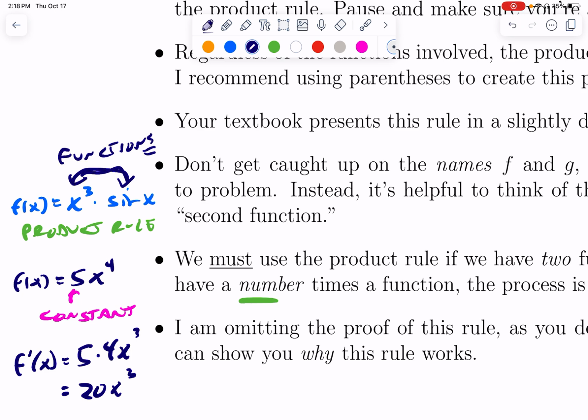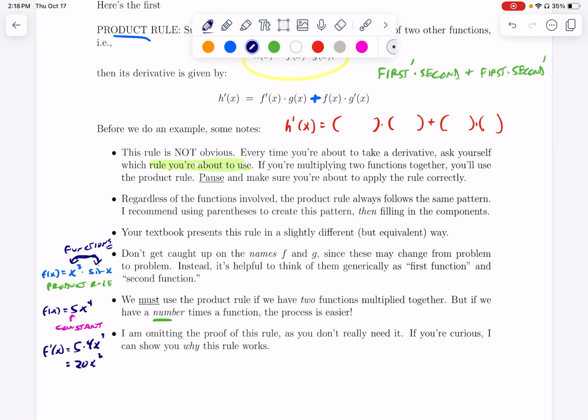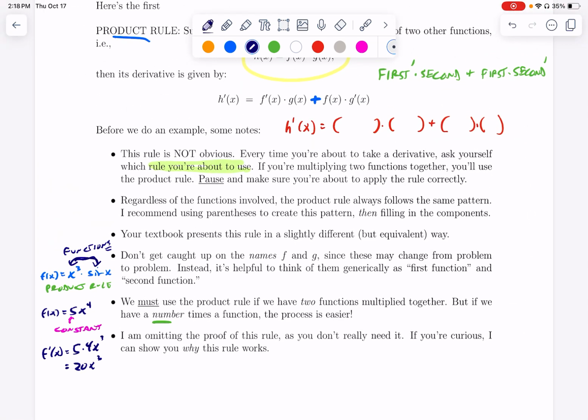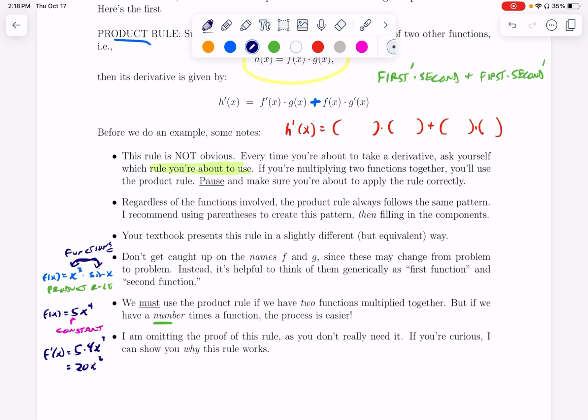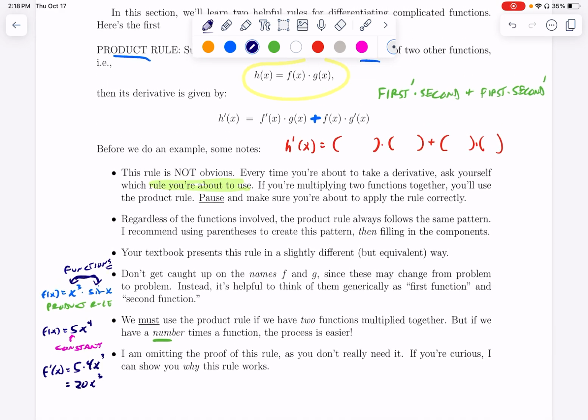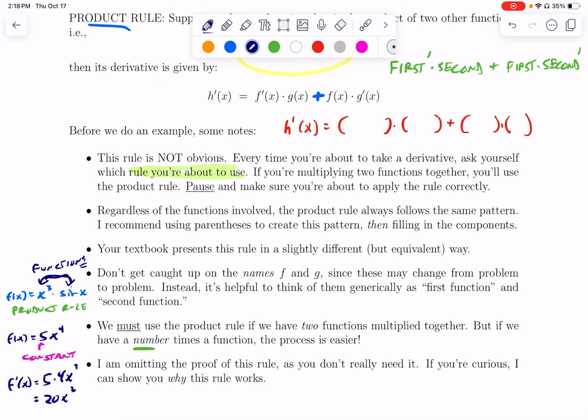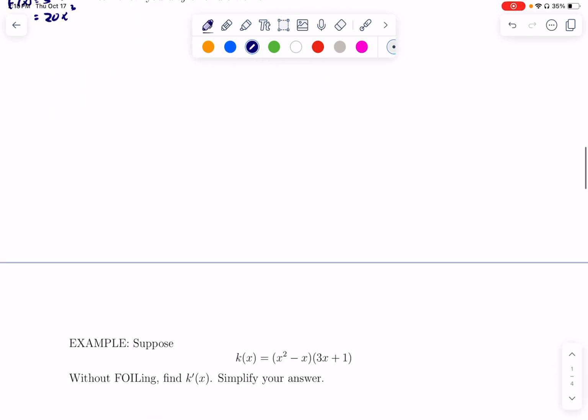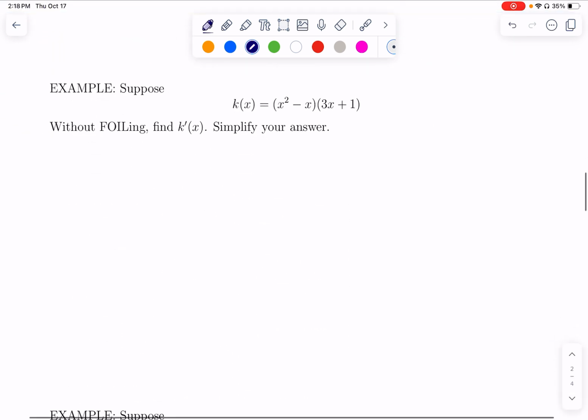Functions, plural. And I'm not showing you where this formula comes from. You really don't need to know that in order to use the formula. But if you're curious, I can show you. There's some trickery involved with algebra and limits. It's not super complicated, but I'm just choosing to leave it out here. Okay, so let's do a couple of examples.